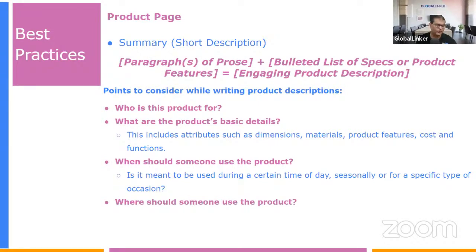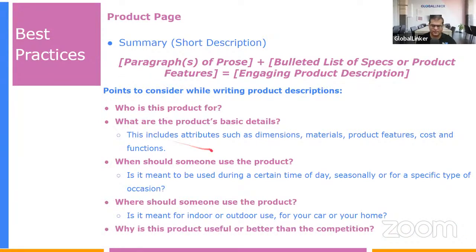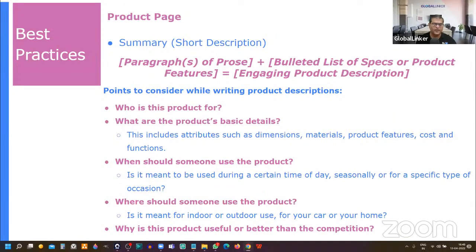Where should someone use this product? Whether it is an indoor or an outdoor use product, or one that can be used within their car, or when they're camping, or on vacation. That's where this product has to be used, so that's another point you should consider. And lastly, with respect to competition, you should also keep that in mind. How is your product placed with respect to your competition? Whether it is better, and what are those points where it is better compared to your competition? You should highlight those.